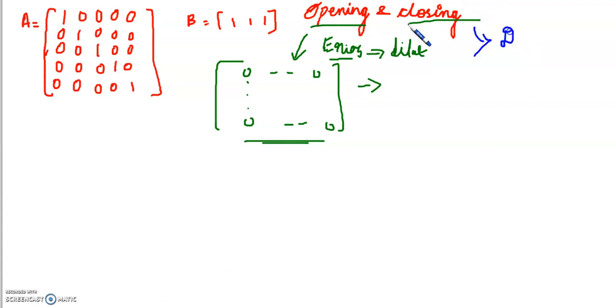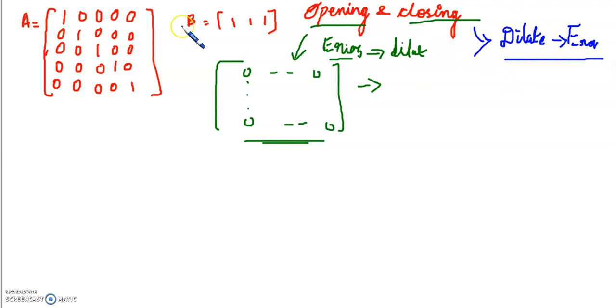We have to first do dilation, and then it is followed by erosion. Closing means first you do dilation and then followed by erosion. So this is the operation. So first you have to do dilation.